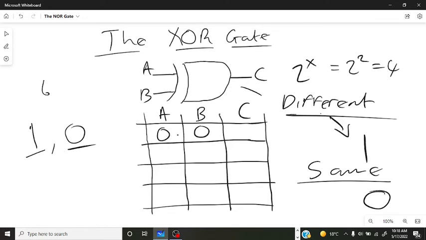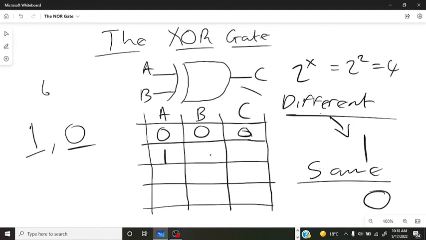So in this case, 0, 0, the inputs are the same, 0, 0 on both input lines. What do you think the output will be? 0. As I stated earlier, when the inputs are the same, 0. When the inputs are different, 1. So let me give you a scenario when the inputs are different.